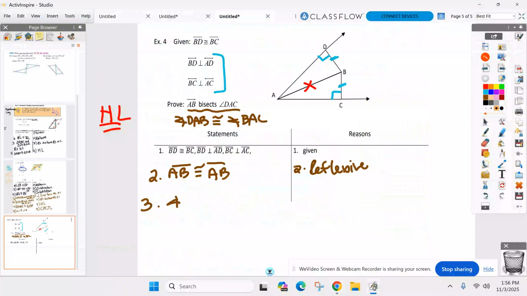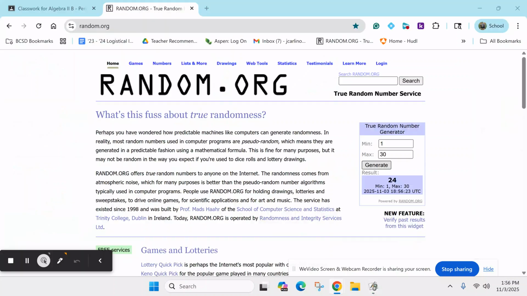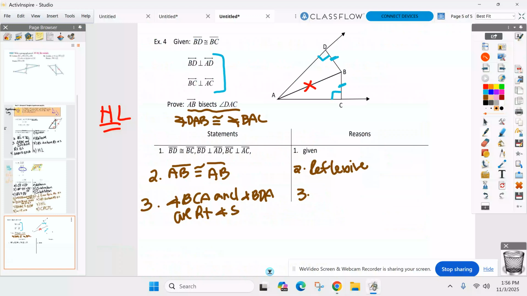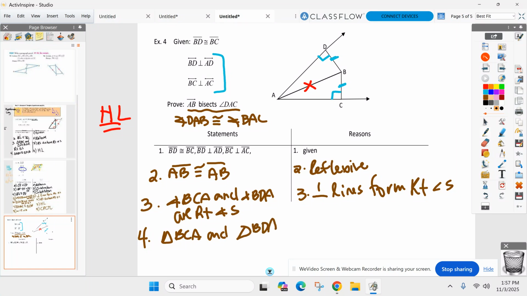Angle. Good. BCA and BDA are right angles. How do you know they're right angles? Macy, why are those right angles? Guys, if right now you're writing down that those right angles are congruent, keep writing it down. It's fine. If I have right angles, now I have right triangles. Triangle BCA and triangle BDA are right triangles.